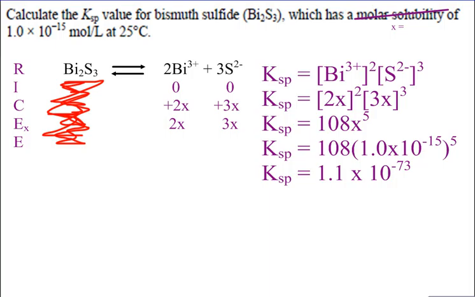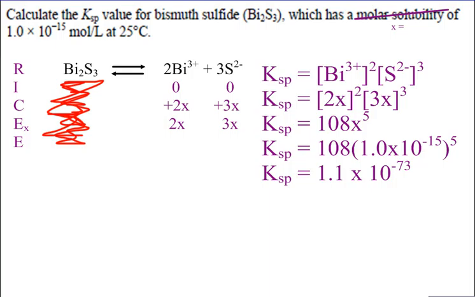There is never a coefficient on the solid. You will never put a coefficient on the solid. If you need to put a coefficient on the solid, you messed up in your dissociation. You will always respect the stoichiometry of the reaction. So whatever coefficients, you have to apply them both to X as well as to the exponents.